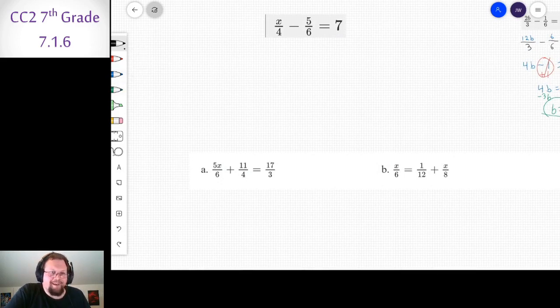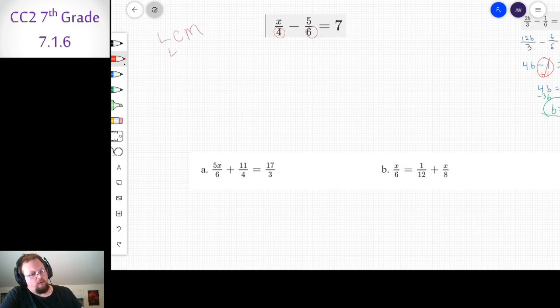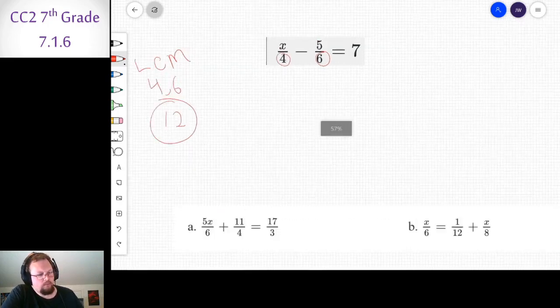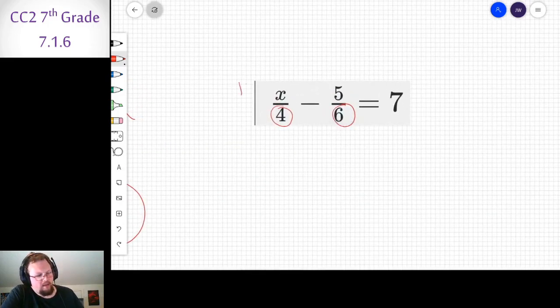And now that you've pretended to pause the video and click play again, I'm going to look at this one and say, okay, well, you had 4 and 6. Those are your denominators. My least common multiple of 4 and 6 is going to be 12. If you're not sure why it's 12, you can just use 24 because that's 6 times 4. I multiply everything by 12.